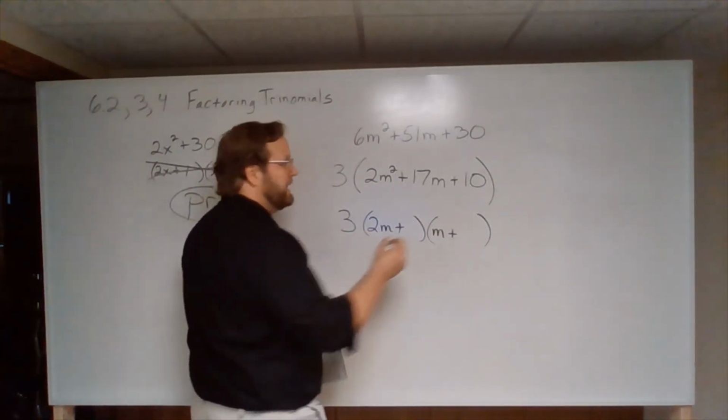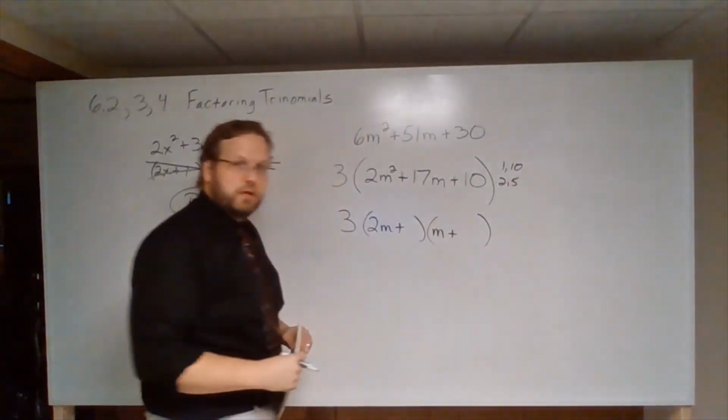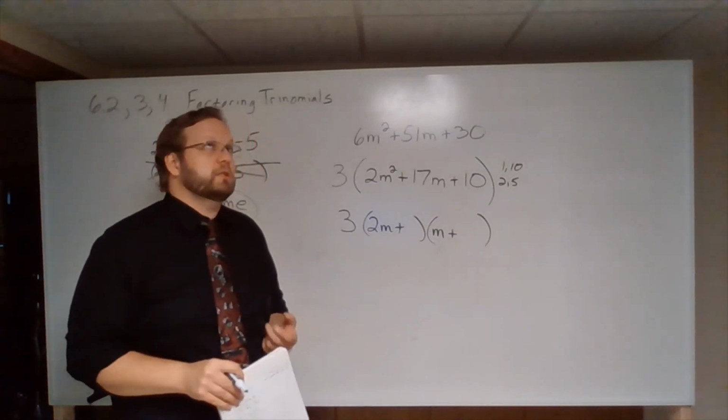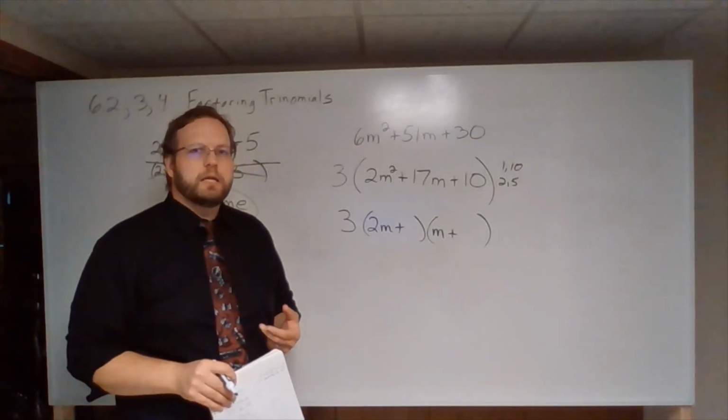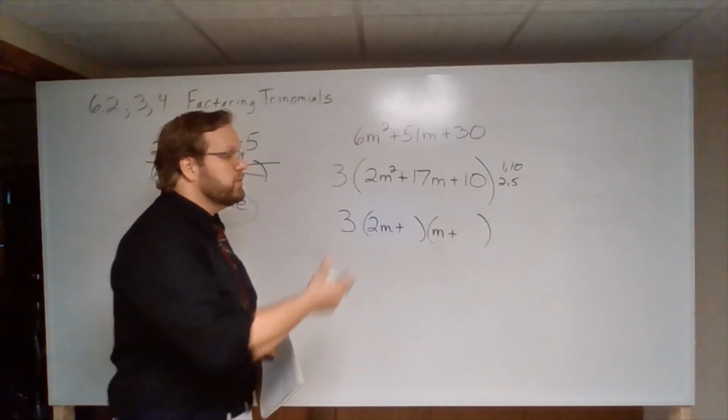Now, a 10 has a couple options. I can go 1 and 10. I could go 2 and 5. Pick one. Okay. The worst thing you can do is sit there and just think about it. At some point, you just got to execute it and see if it works or not. So I'm going to go with 2 and 5.